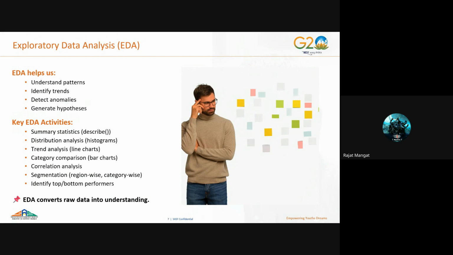The key activities in EDA are summary statistics using describe, distribution analysis using histograms, trend analysis using line charts, category comparison using bar charts, correlation analysis, and segmentation like region wise, category wise, year wise, district wise, country wise. Then identify top or bottom performers, which is very common in data analysis. What are my top 10 products, or what are my bottom 10 products?